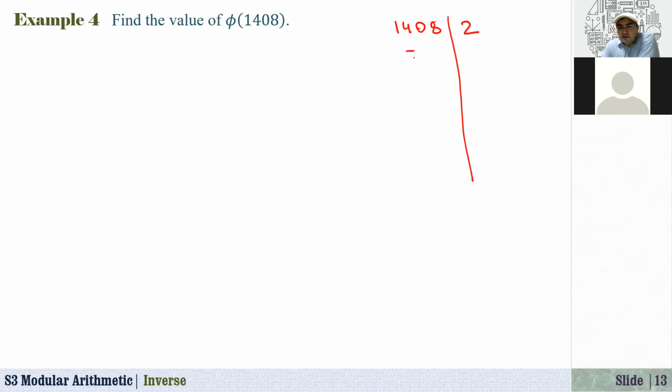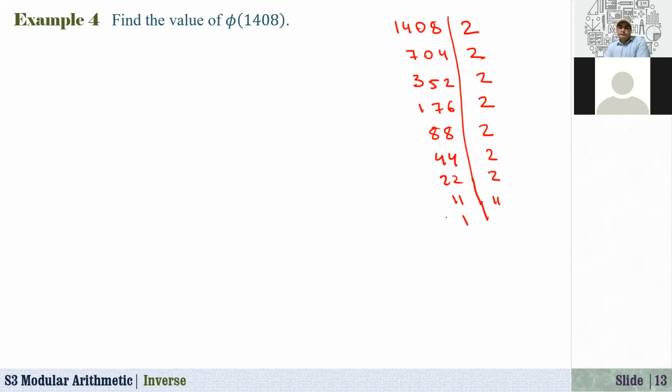Divide by 2. Here we have 704. Now still we can divide by 2. It is 352, then 176, and here we have 88. Divide by 2, it is 44. Divide by 2, 22. Divide by 2 is 11, and divide by 11, that is 1. So here we have 1, 2, 3, 4, 5, 6, 7 twos. So 1408, we can write it as 2 to the power of 7 times 11.